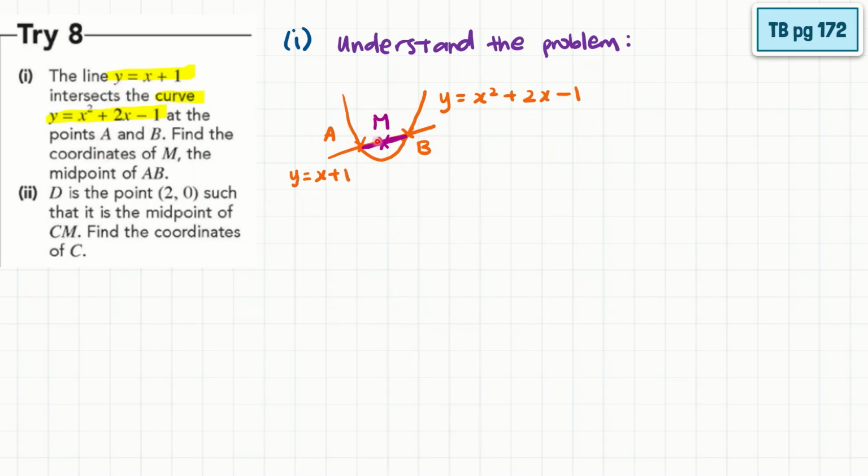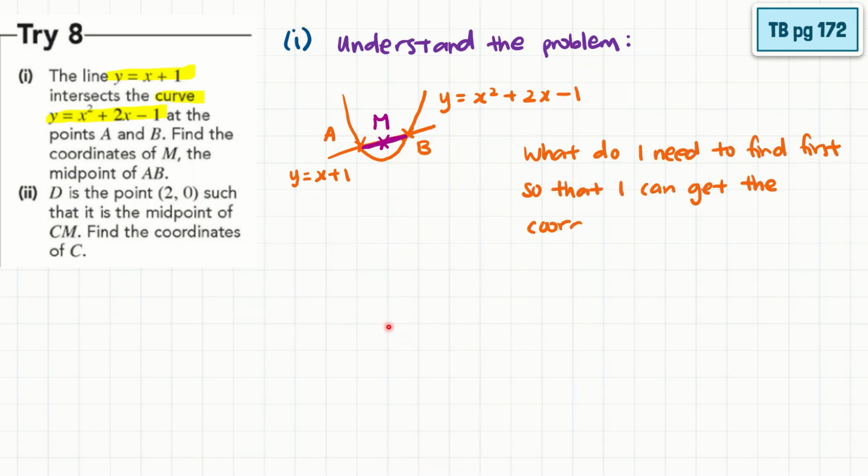So we now want to find the coordinates of M. While we are able to draw the diagram, you must of course be able to make the diagram helpful for you. Alright, no point drawing a very nice one when you are not able to make use of it. So knowing that M is actually at this position, and knowing that the formula for finding out the midpoint requires us to know what are the coordinates of A and B, that will mean that our first question that I would naturally think about after drawing the diagram is, what do I need to find first so that I can get the coordinates of M?